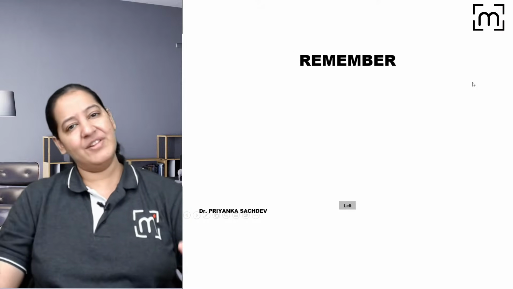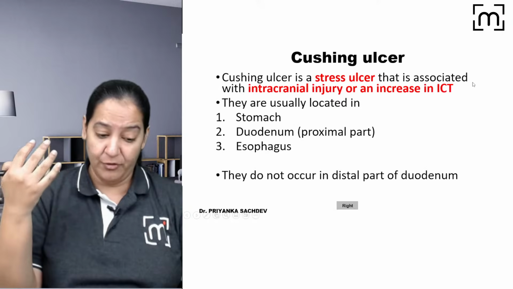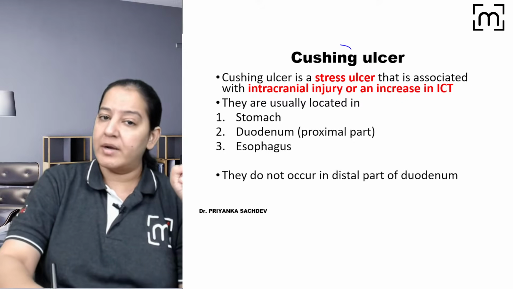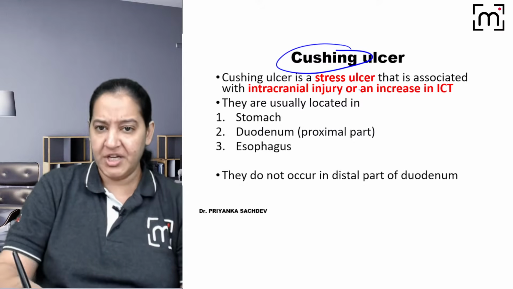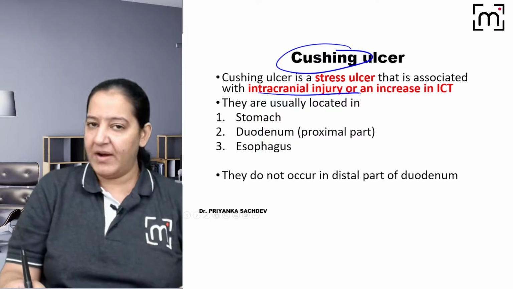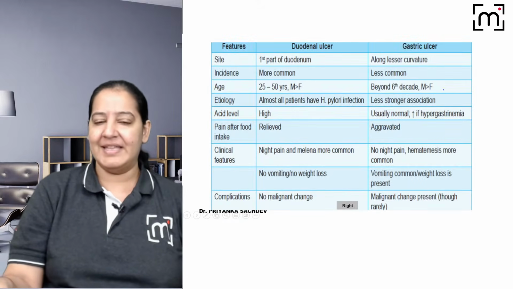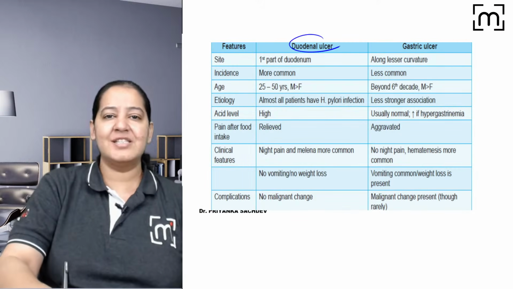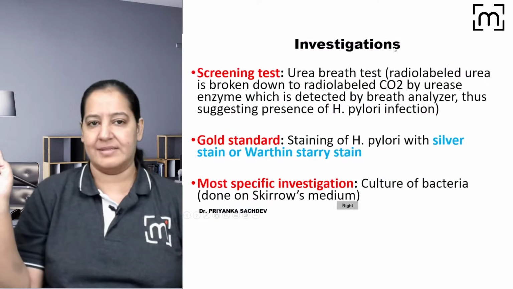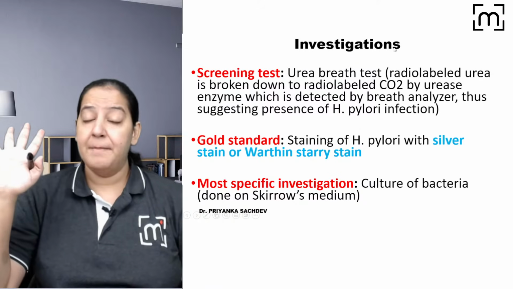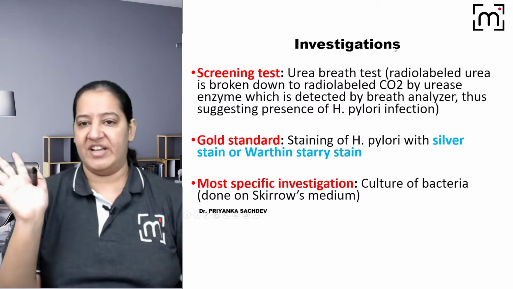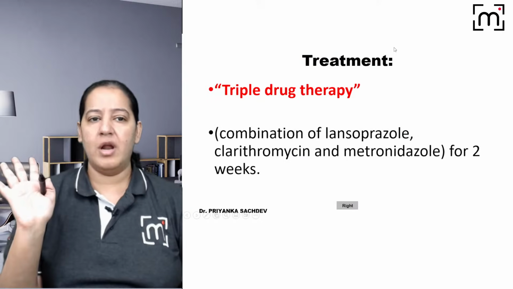So we have done everything about peptic ulcer. Let me tell you a few important points. What is Cushing ulcer? Cushing ulcer is due to intracranial injury. What is Curling ulcer? Curling ulcer is due to burns. We have already seen that, and we have seen the differences between duodenal ulcer and gastric ulcer. I'm not revising again. Based on 9 clinical features, we can differentiate. So that's all about ulcer.